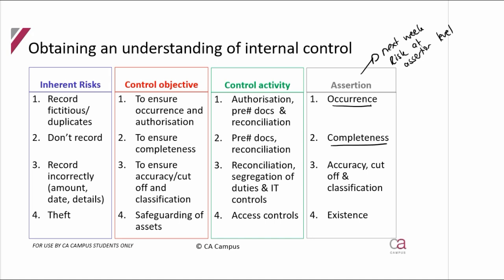Occurrence, completeness, accuracy, cutoff, classification are your class of transaction assertions. So assertions over transactions. And existence is an assertion over your assets. So to address the risk that they record fictitious, we already said there must definitely be authorization. The risk that they record duplicates, pre-numbered documents will assist. And then reconciliation will help to identify where they've put something in that shouldn't be there. So 3 controls that are there to ensure that they don't overstate, and the assertion that is therefore implicated is occurrence.